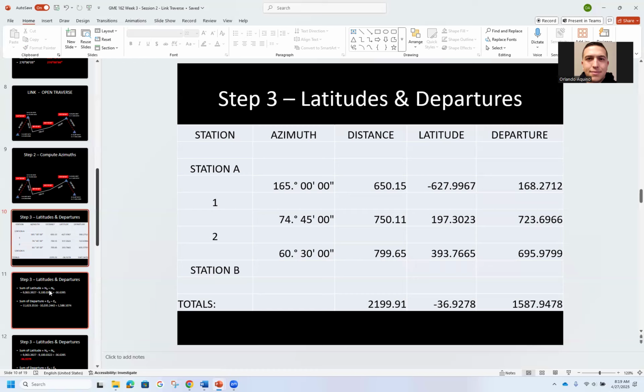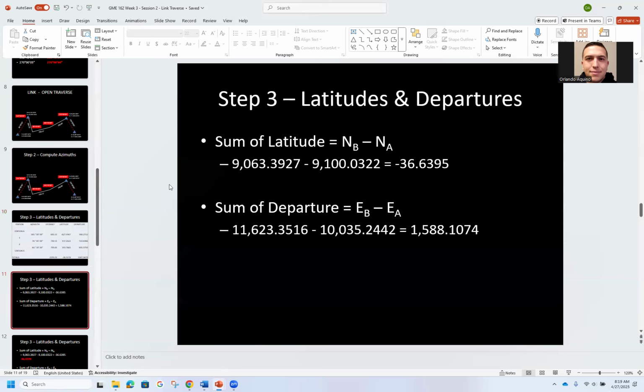Then we would sum up our latitudes and sum up our departures, and that would give us our data for the summation of latitudes and the summation of departures here. We could compare it to the coordinates, or find the relative linear error of closure.